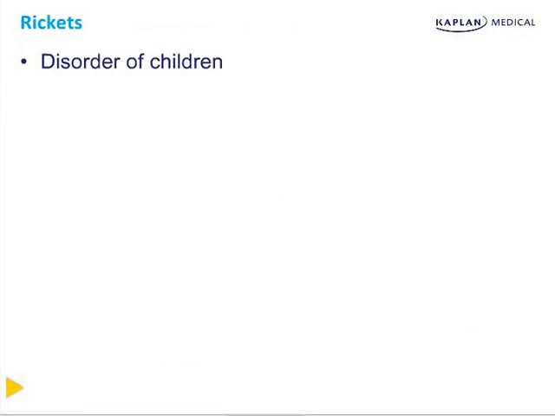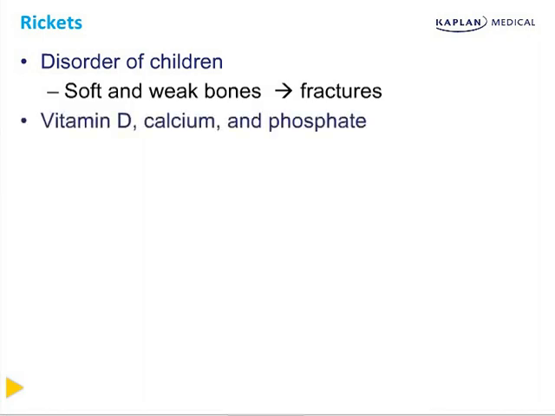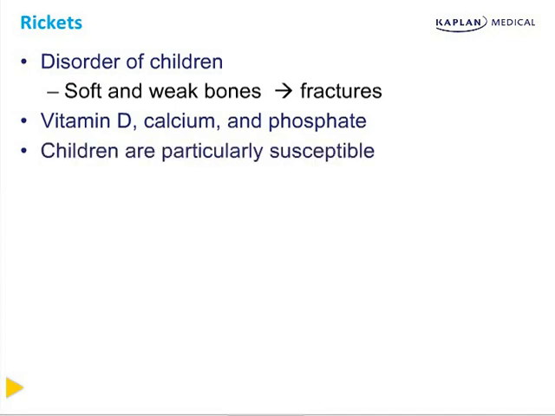Rickets is a disorder of children. Specifically, it's when children develop soft and weak bones that leads to an increased incidence of fractures. As simple as that. Vitamin D, calcium, and phosphate work in conjunction with each other in a large, complicated metabolic pathway involving many organs to maintain bone health. And when any one of them is out of whack, the whole system gets thrown off and children end up with an increased incidence of fractures.